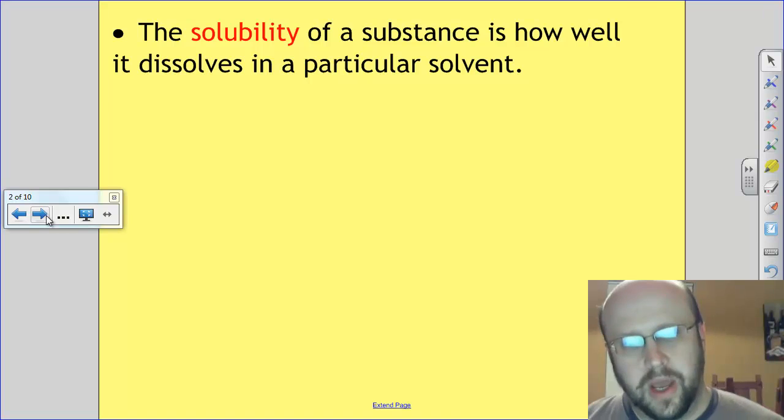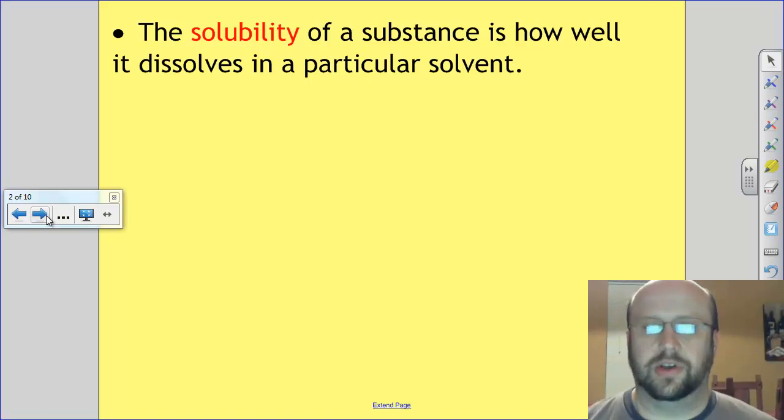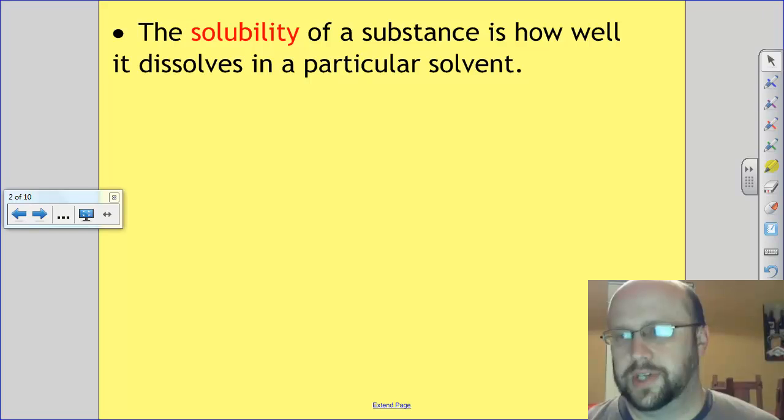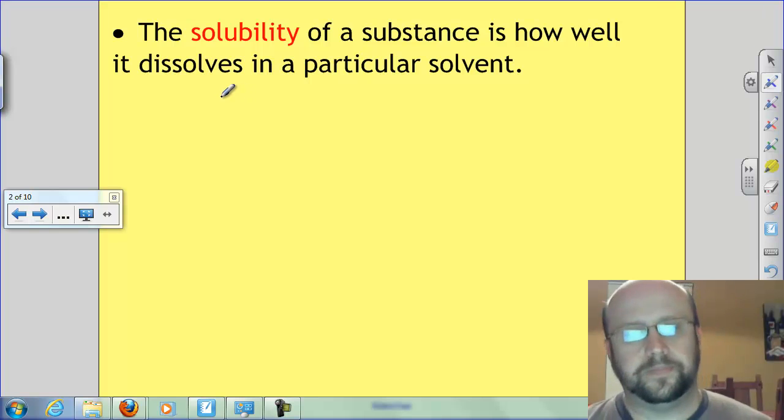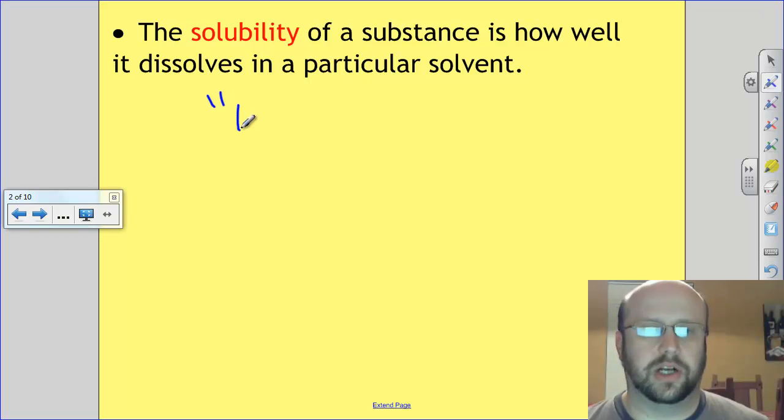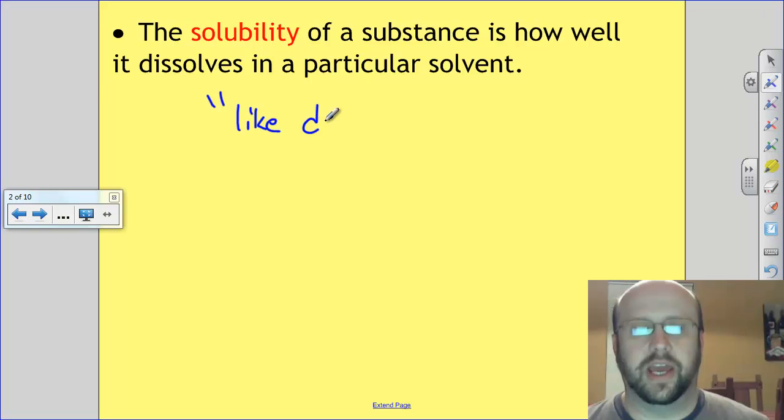So first off, we're going to talk about solubility, and solubility basically just means how well does a particular thing dissolve in a particular solvent. Now, most of the time our solvent is water, and if you remember in the last couple of sections we talked about this general rule of thumb that almost always is in quotes, okay, and that is that like dissolves like.